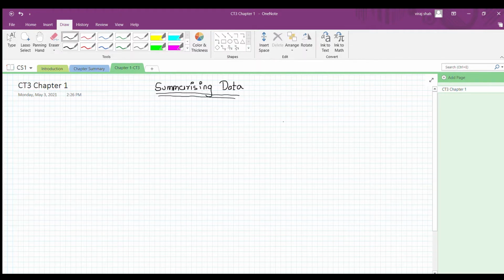So summarizing data. In the first part, we are going to observe what is summarizing and how we will be able to summarize a different data set. So starting with it, the data can be summarized into two parts, that is ungrouped and grouped. According to the ungrouped one, you can summarize each data set into each part.